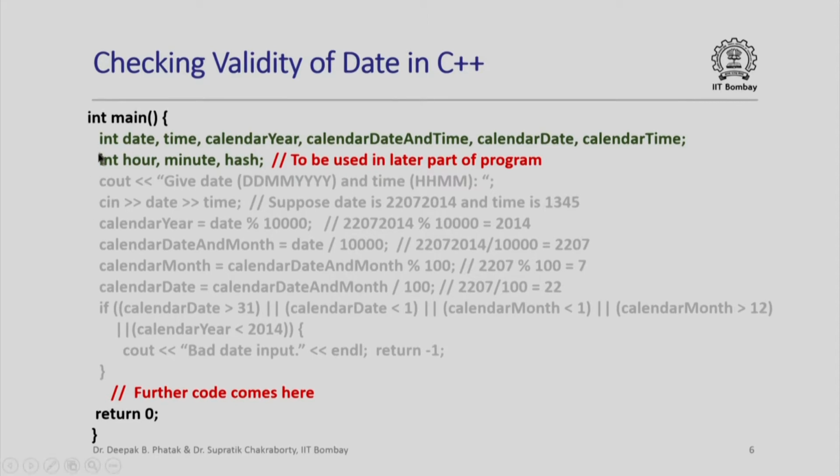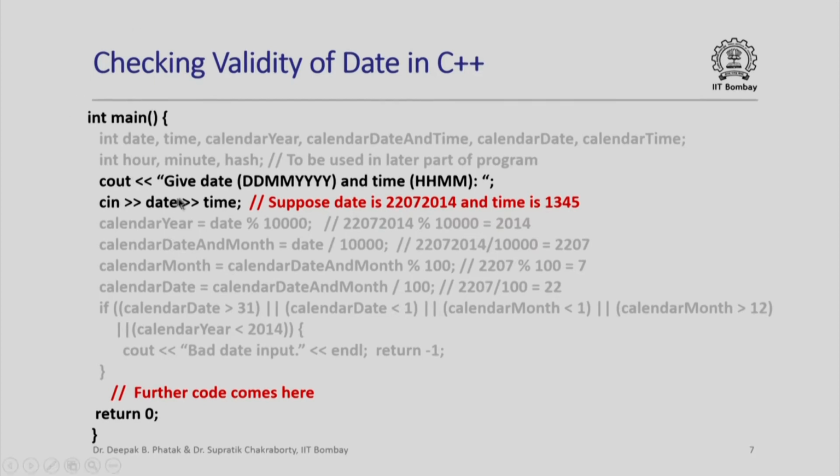So we must start the program with a declaration of the different variables that we need. Here we need only integer variables: date, time, calendar year, calendar date, calendar time, similarly hour, minute, and a hash value. These three things are going to be used in a later part of the program.